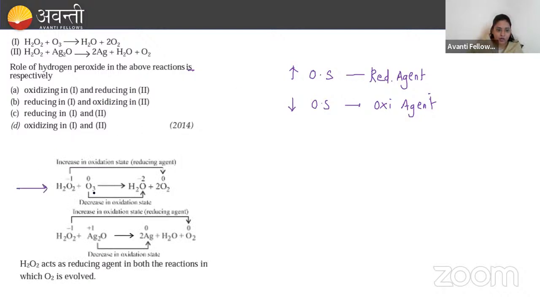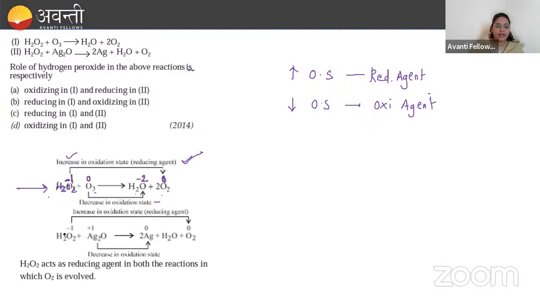H2O2 is reacting with ozone, in which H2O forms and twice of O2 forms. You can see here O3 was initially in the 0 oxidation state and gets converted into -2 oxidation state. So a decrease in oxidation state takes place. Here in this molecule H2O2, its oxidation state was -1, and it gets converted into 0. From -1 to 0, there is an increase in oxidation state. That's why H2O2 is acting as a reducing agent, because its oxidation state has changed from -1 to 0.